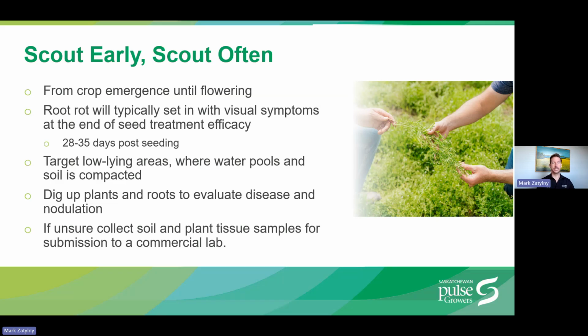You just want to get out there, dig up the plant, and look at the roots. It's not the easiest to distinguish between all the different pathogens, but it is pretty easy to know whether you have a root rot or not based on looking at the roots. And if you're unsure, collect soil and tissue samples, and you can submit those to a bunch of labs in the province.